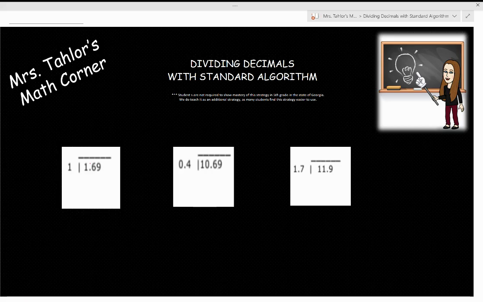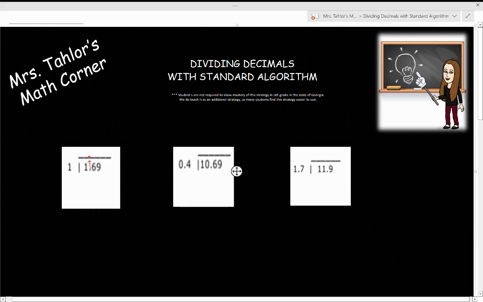So, I'm going to start with 1 69/100 divided by 1. The first thing I'm going to do is look at my divisor, and I'm going to notice that it's already a whole number. Therefore, the decimal that's found in the dividend is going to stay exactly where it is, and I'm going to raise it to the roof. Now I'm going to ignore the decimal, and I'm going to divide using standard algorithm as I normally would.